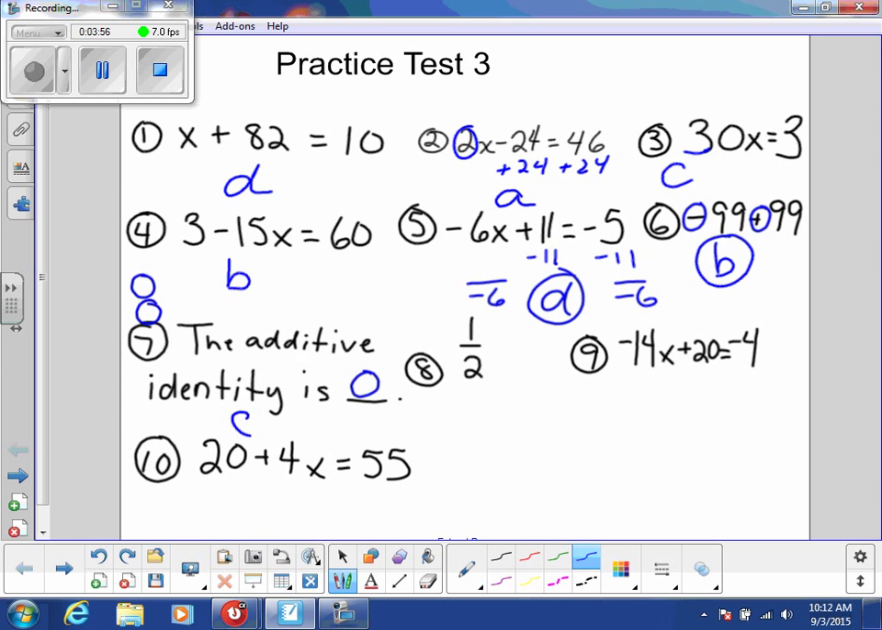The additive identity is 0. Memorize that fact because you'll hear it again.